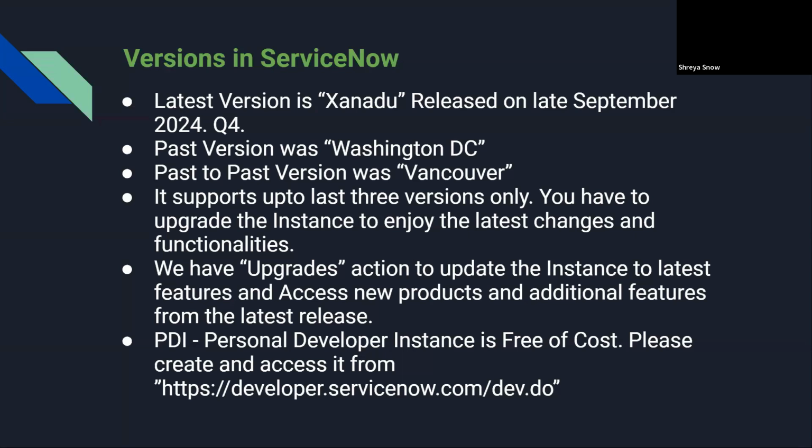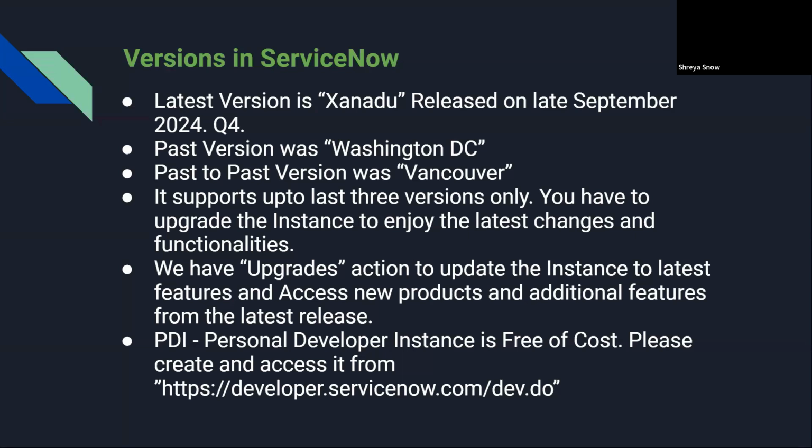And the current version is Xanadu, which was released in this year 2024 in the late September. And once there is a release in the market, you'll have release notes, and this release features information is available. So you'll have everything documented. You can just go through those documents and gain some knowledge, like what was the latest release, how we can implement it in our live projects. Okay, a past version is like Washington DC, and up to the last three versions only ServiceNow supports.